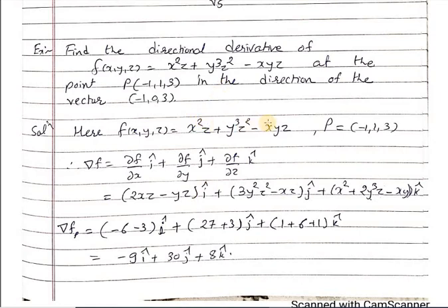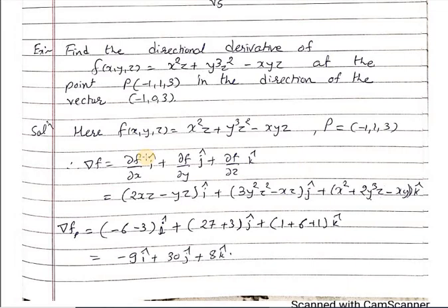In the same manner, the derivative of this term with respect to y. So x squared z will be constant. y cubed has a derivative 3y squared, z squared remains as it is, and xyz has a derivative minus xz, into j, plus the derivative with respect to z. So x squared z has a derivative x squared, y cubed z squared has a derivative 2 into y cubed z, and minus xyz has a derivative minus xy, into k.